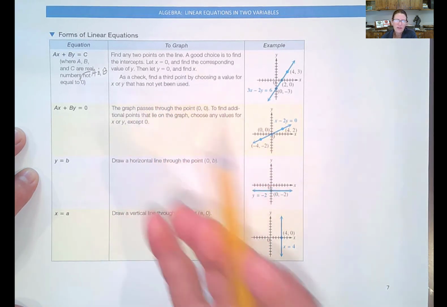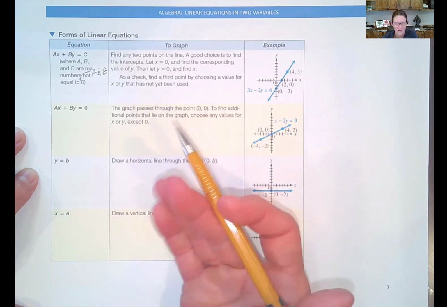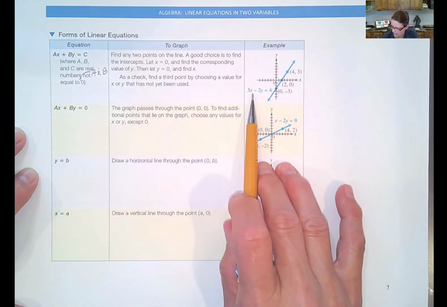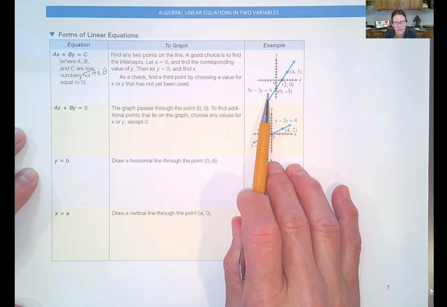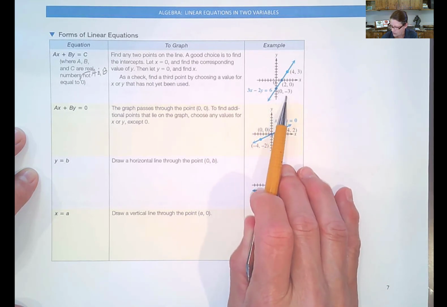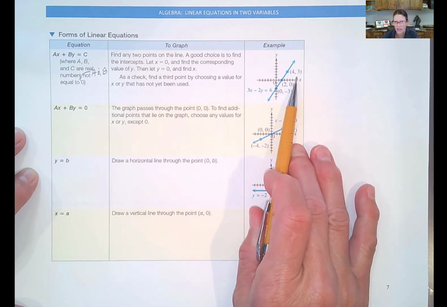As a check, you can find a third point by choosing any value for either x or y that hasn't yet been used. And as an example, the graph of the line 3x minus 2y equals 6: y-intercept (0, -3), x-intercept (2, 0), and here's a checkpoint (4, 3).